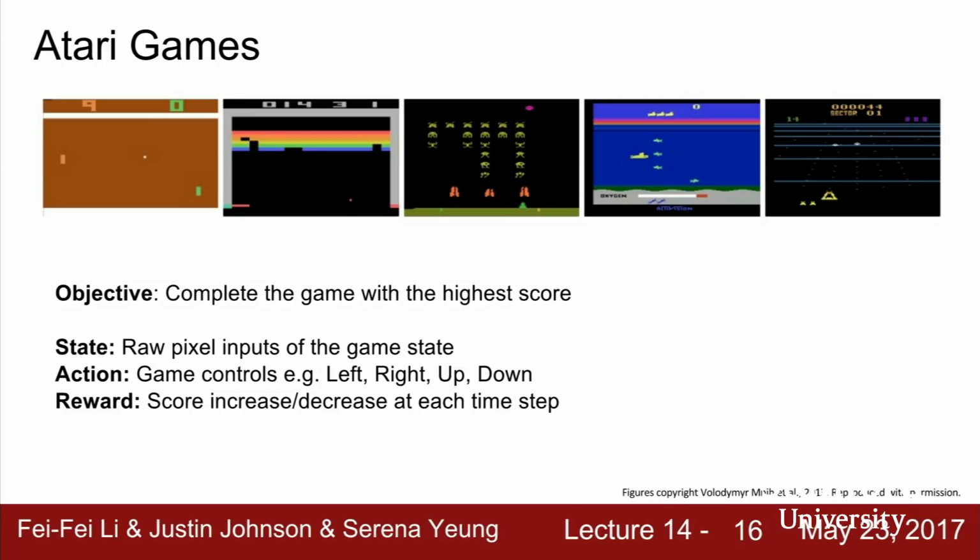And then the actions that you have are your game controls. So for example, in some games, maybe moving left, right, up, or down. And then the score that you have is your score increase or decrease at each time step. And your goal is going to be to maximize your total score over the course of the game.